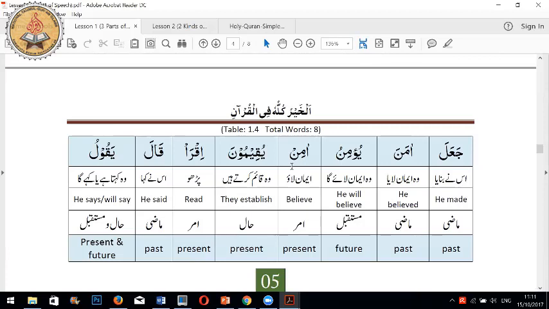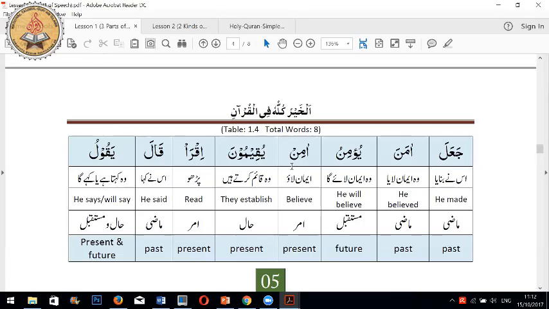Anyway, so amin, believe, is an amr. Amr means a command. This is an instruction. Next, we say that this is a bit longer word. Yuqimuna. Yuqimuna, they establish.